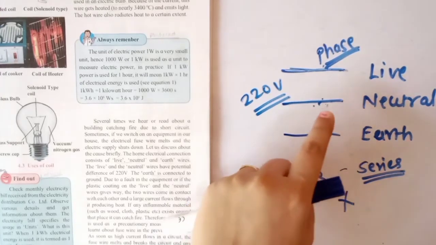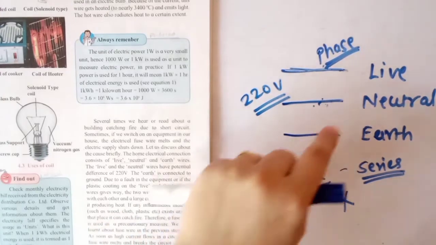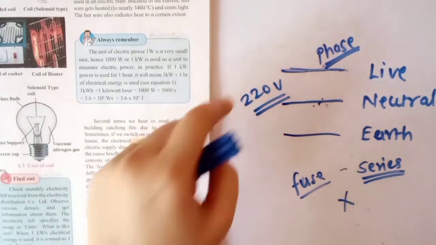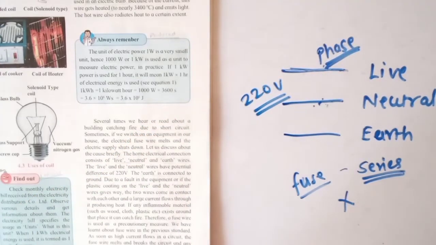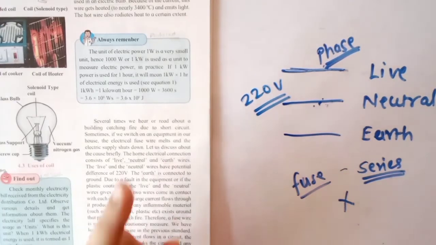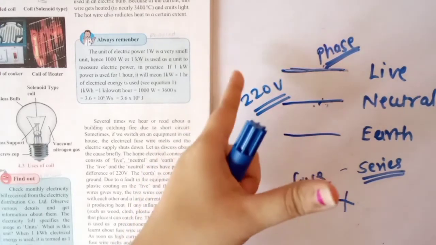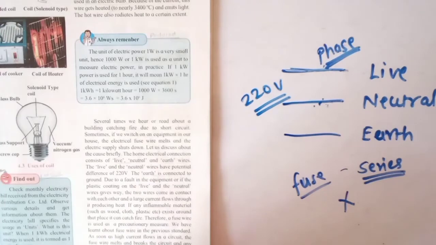So first remember, the household electrical connections mainly consist of live, neutral and earth wires. Okay, and the potential difference between live and neutral wire is around 220 volt. So sometimes due to a fault in the electrical appliances or damage of the insulating coating around the two wires, neutral and live, the two wires come in contact with each other and a large current flows through them, causing a short circuit.